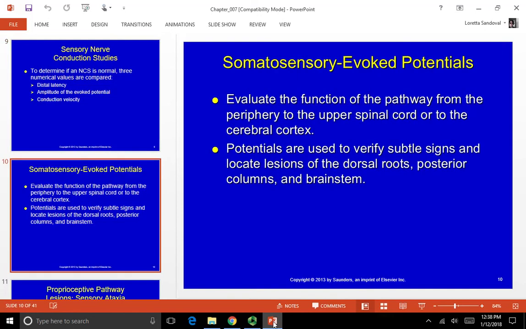So somatosensory evoked potentials evaluate the function of the pathway from the periphery to the upper spinal cord or to the cerebral cortex. The potentials are used to verify subtle signs and locate lesions of the dorsal roots, posterior columns, and brainstem. So you're not going to get any central nervous system information from nerve conduction studies, but you will get it from somatosensory evoked potentials. So mainly, what I want you to know is that nerve conduction studies evaluate the peripheral nervous system, and somatosensory evoked potentials evaluate both peripheral and central.